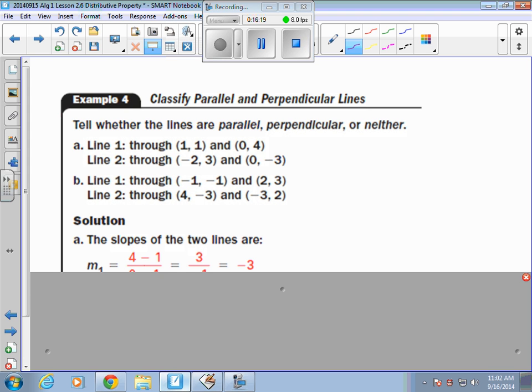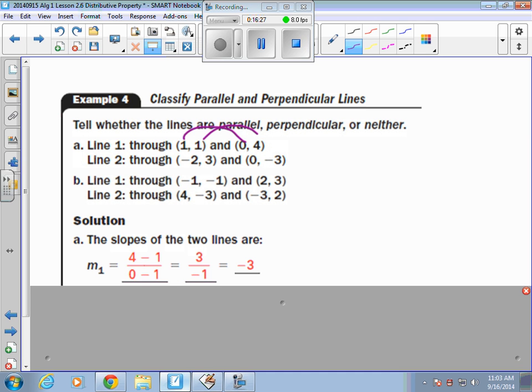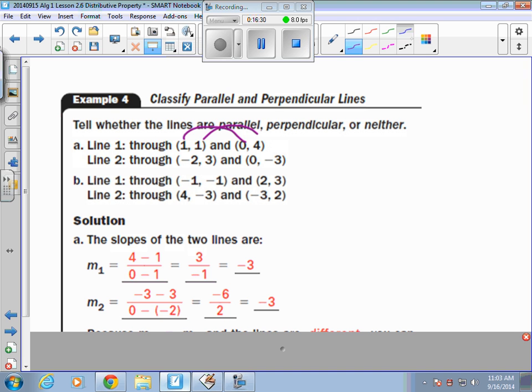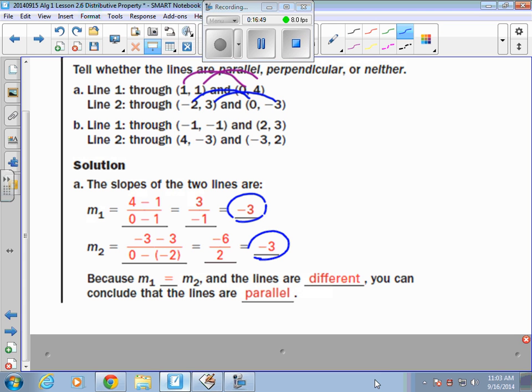So find the slope of line 1. 4 minus 1 is 3. 0 minus 1 is negative 1. So 3 over negative 1. There's line 1. Line 2: negative 3 minus 3 is negative 6. 0 minus a negative 2 means plus 2. That's positive 2. So looking at your slopes, negative 6 divided by 2 is negative 3. Those have the exact same slope. Lines that have the exact same slope are parallel lines.